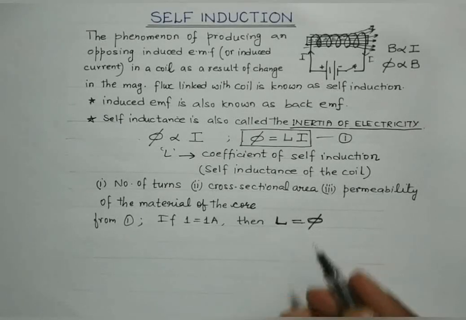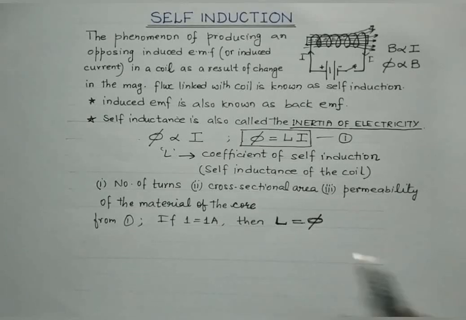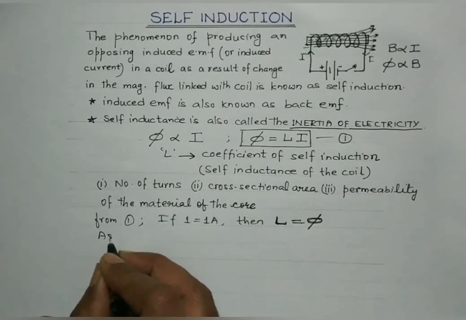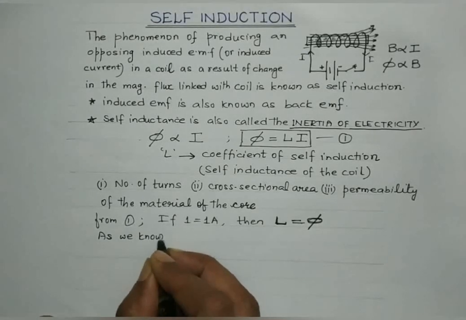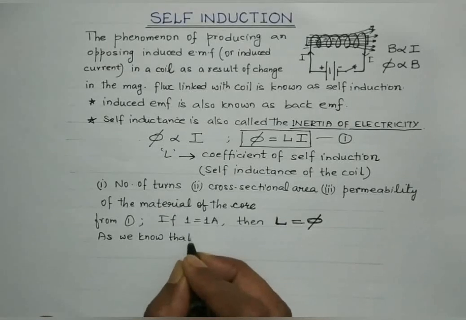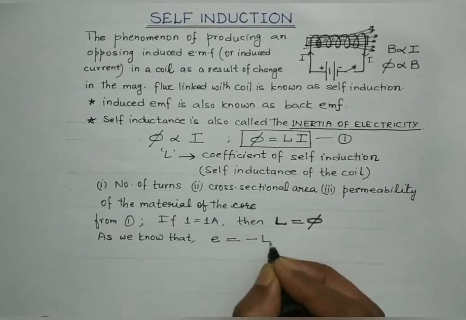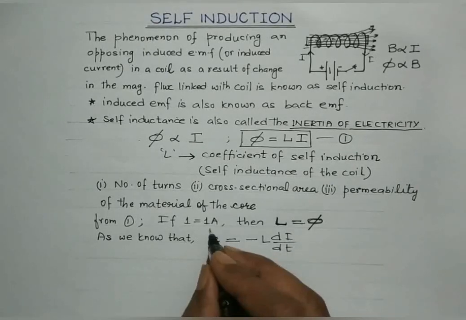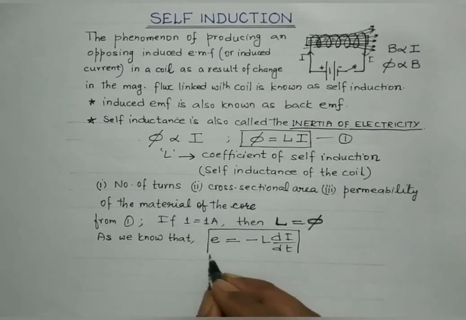Now there is another method of defining self-inductance as well. For that, we need to discuss the induced EMF. As we know that induced EMF is minus L di by dt. We are aware of this formula, isn't it? Negative sign suggests the opposing nature of the induced EMF.